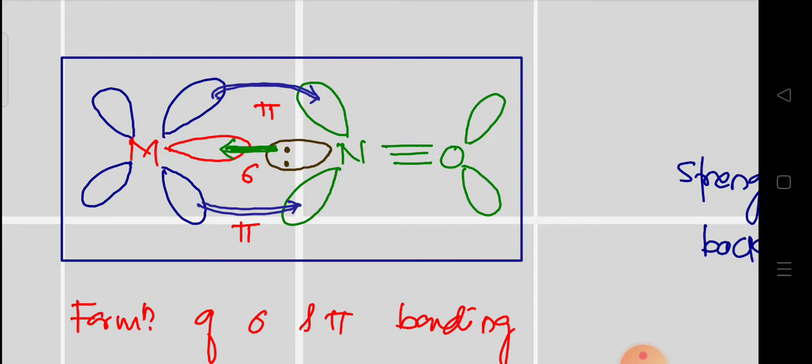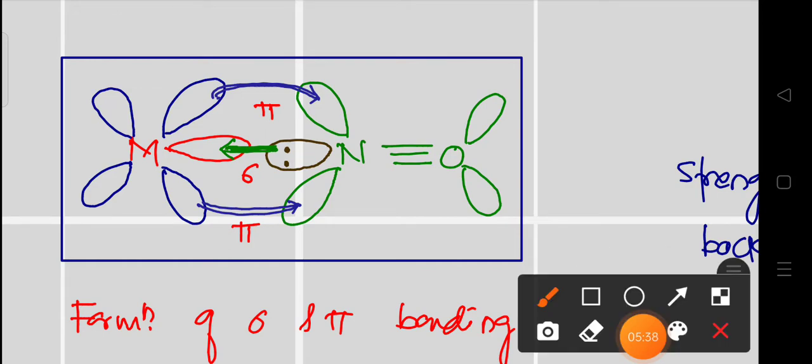The metal has vacant orbitals, and the ligands have filled orbitals. The first bonding takes place between the metal and the ligand. It is a sigma bond formation, and then the ligand becomes deficient, or one can say the ligand becomes oxidized and the metal becomes reduced.